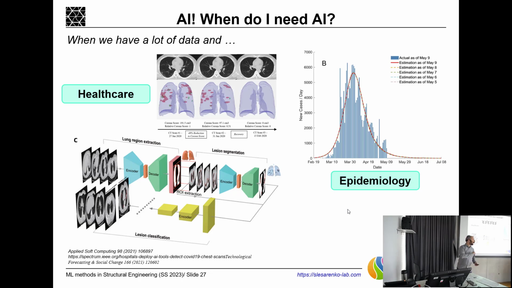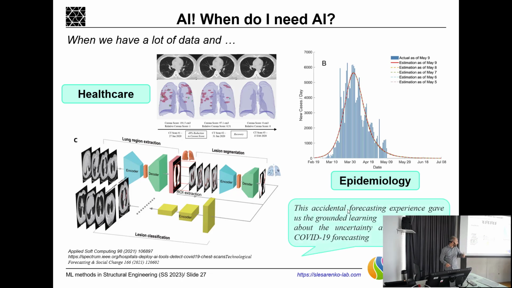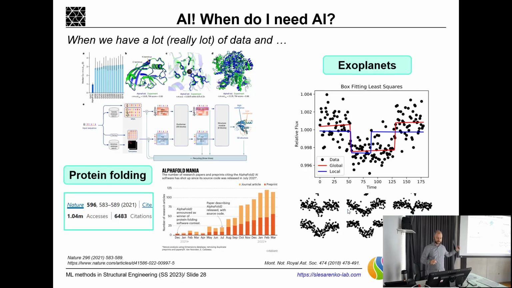And I really like that in this paper, the authors say that this accidental forecasting experience gave us a grounded learning about the uncertainty and difficulties of COVID-19 forecasting. It's very important when you do whatever predictions you are doing to understand that there is always uncertainty and there are always problems that may arise. And we actually, at the end of this class today, will talk about that a little bit.